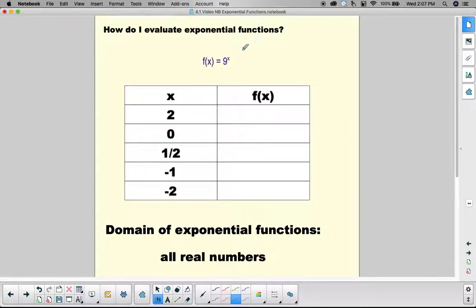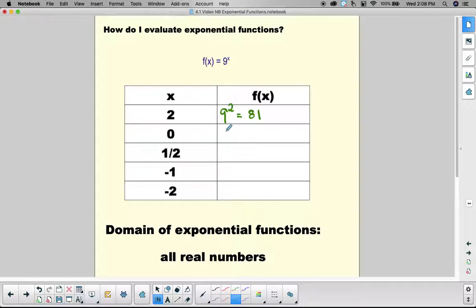How do you evaluate exponential functions? So here is the algebraic expression of an exponential function. And let's just see how to evaluate this function manually, numerically. So we have an xy table. When x is 2, f of x is equal to 9 to the second power, which is 9 squared, which is 81. That's nice.